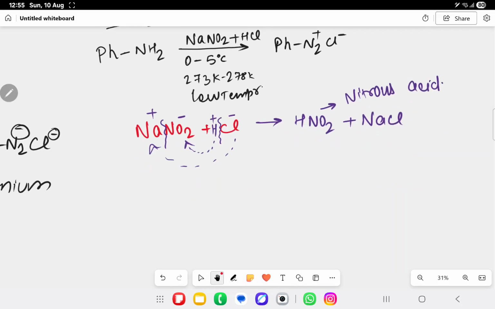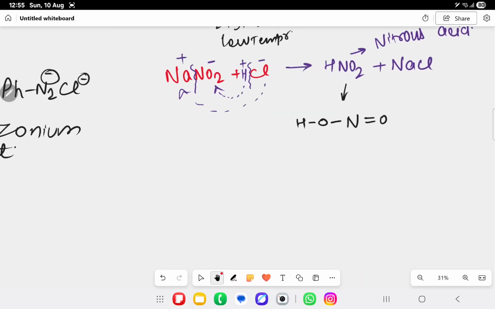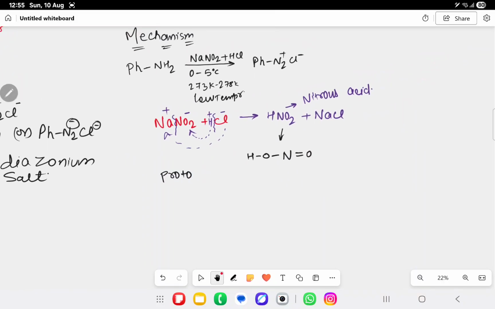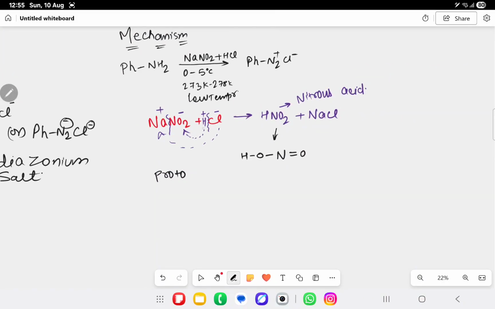It is HNO2, nitrous acid. Now this nitrous acid has a structure something like this: N double bond O, and on this side O and H. This is nitrous acid. Now what happens? On this nitrous acid we are going to do the protonation. First we broke down NaNO2 plus HCl, forming nitrous acid. Now we do the protonation of nitrous acid. Protonation means attack of H plus.